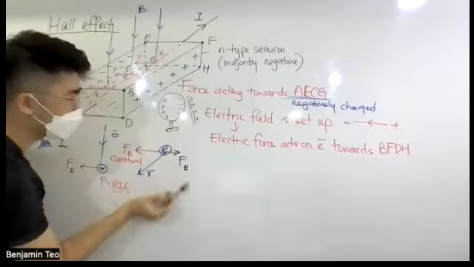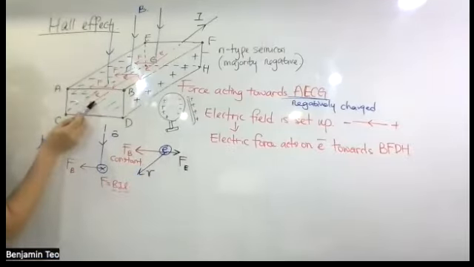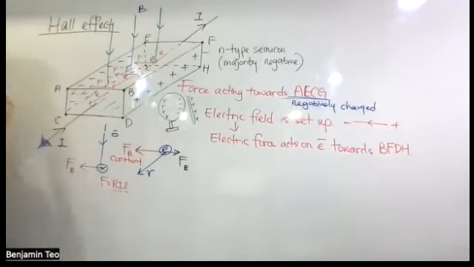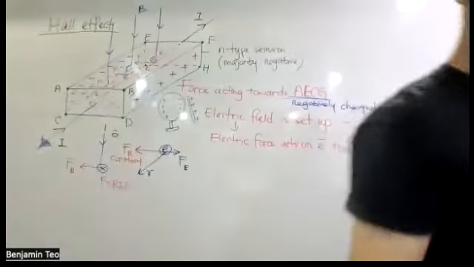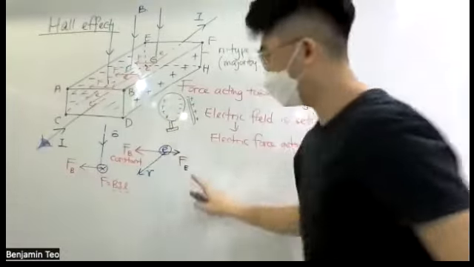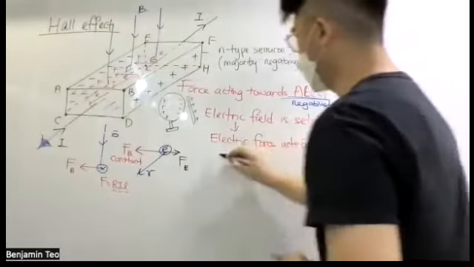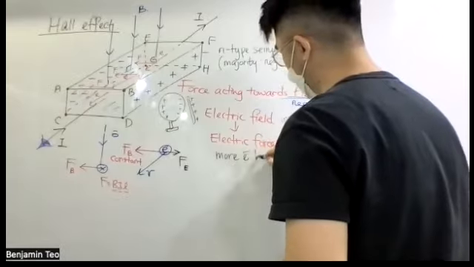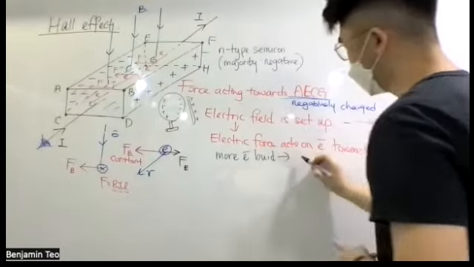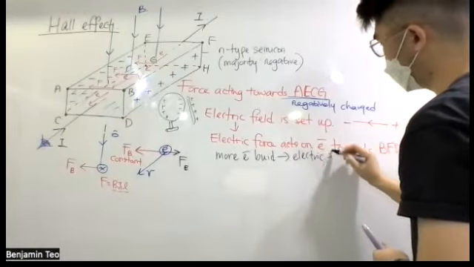Is this a constant force? Who is producing this electric force? This is produced by the field, and it depends on the field strength. The field strength depends on how many electrons build up. That means it is not a constant force. As more electrons build up, this is going to increase. More electrons build up, more electric field strength.